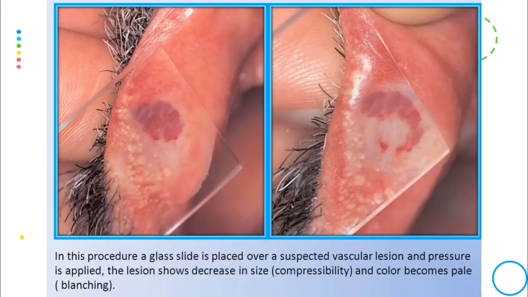In this procedure, a glass slide is placed over a suspected lesion. When pressure is applied, the lesion decreases in size and the color becomes pale, hence blanching.